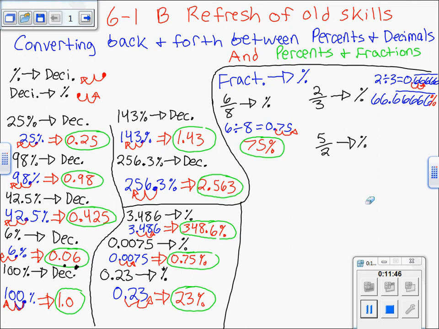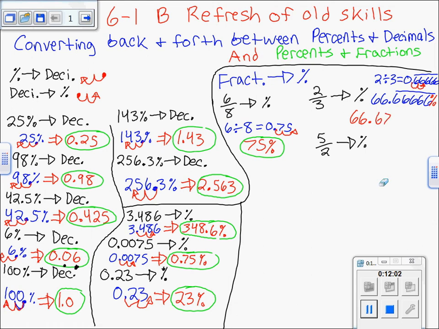Or if it said round to the nearest hundredth, that means the second number after the decimal place, so you have to look at the third. This 6 tells you to round this one up. So you would have 66.67% is how that one would turn out. So I'm going to go ahead and write the answer as if we were rounding to the hundredths.